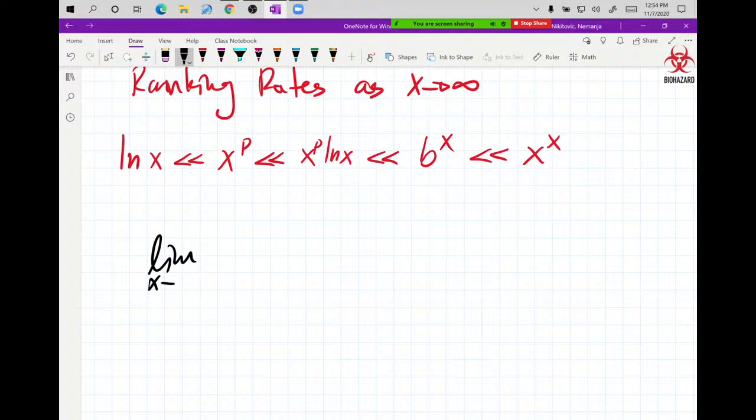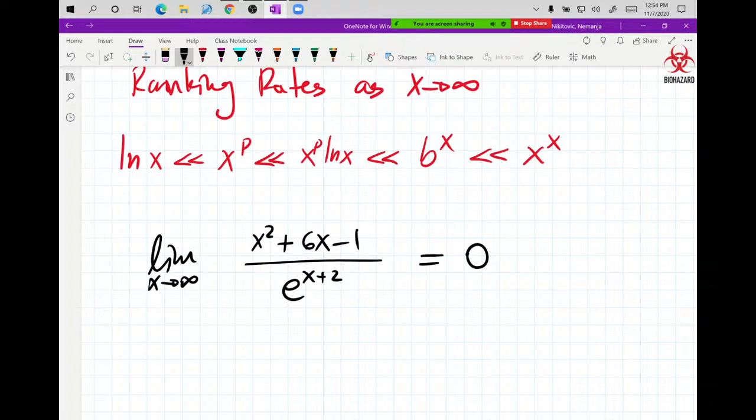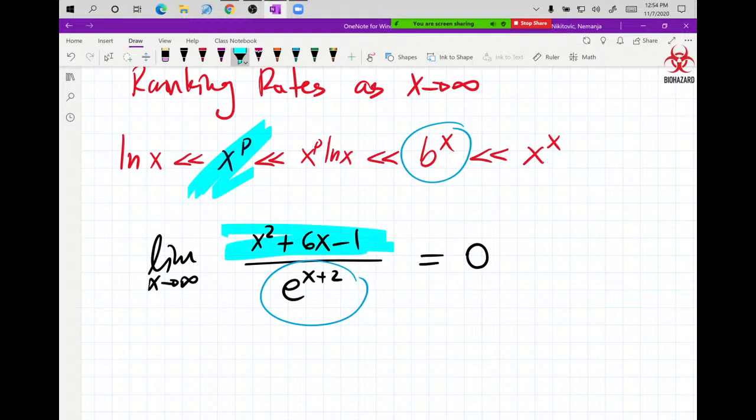Limit x goes to infinity. Now that's a requirement. This doesn't work if x goes to 3. But if x goes to infinity, and you give me x squared plus 6x minus 1 divided by e to the x plus 2, I immediately know this is 0 without talking. Because that's that one, exponential, and this one is here, polynomial.